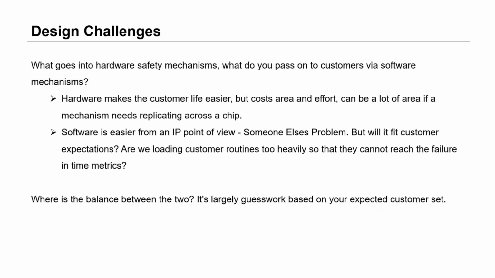Design challenges. Okay, we all know about hardware safety mechanisms, but what do you pass to customers and what do you do yourself? Hardware makes the customer's life easier, but it costs area and effort, particularly if you've got to replicate it across a chip, across a NoC or whatever. Software is much easier from an IP point of view because it makes the problem someone else's problem. But does that fit customer expectations? And are we loading customer routines so heavily that they can't reach the failure-in-time metrics? What is the balance between the two? That's also going to be different if you're doing a system element out of context or not. And it's all largely guesswork at the moment, based on what your expected customer set is.